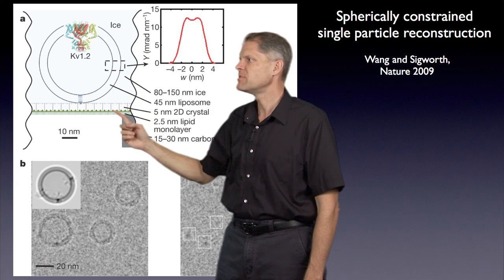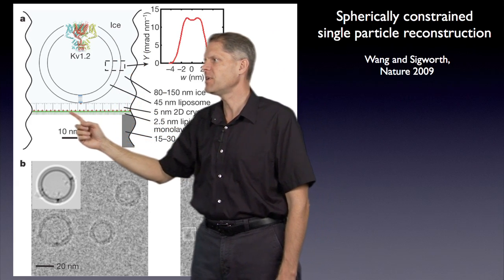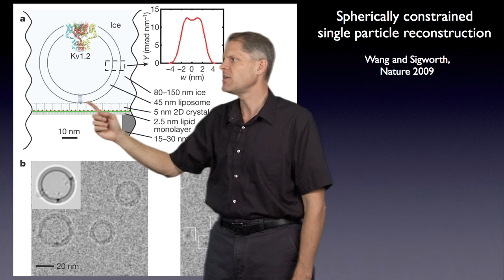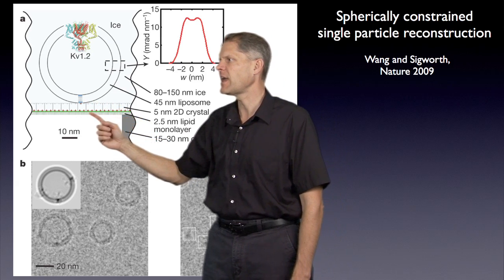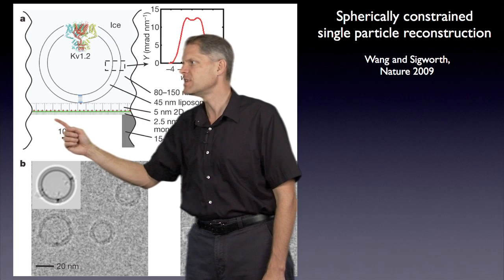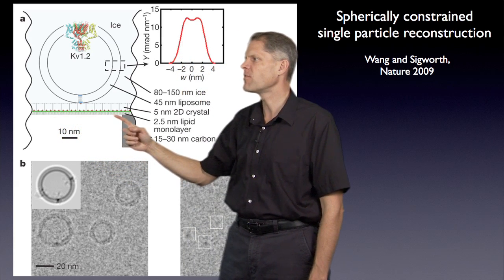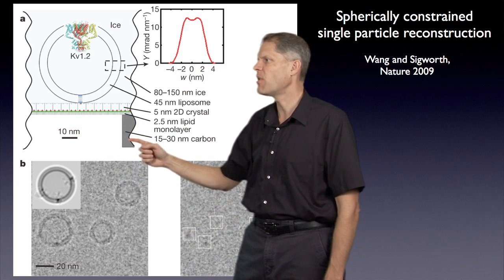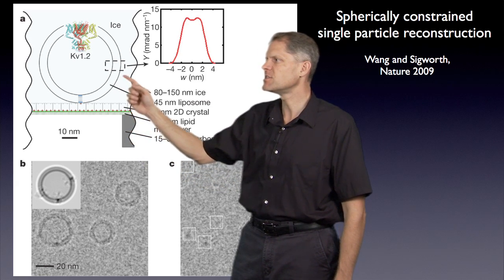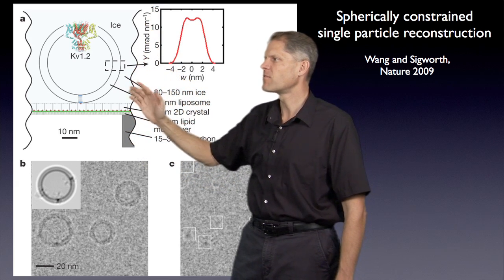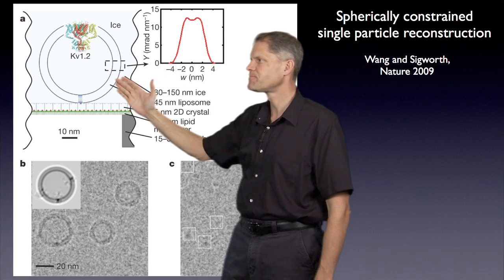Then the spherical liposome rests on the grid surface. In this case, they used a two-dimensional crystal here, which then sat on a lipid layer, which then sat on a thin film of carbon, and then here is the grid bar supporting the entire grid. The wavy lines just mean it's a cutaway from the rest of the grid behind it.